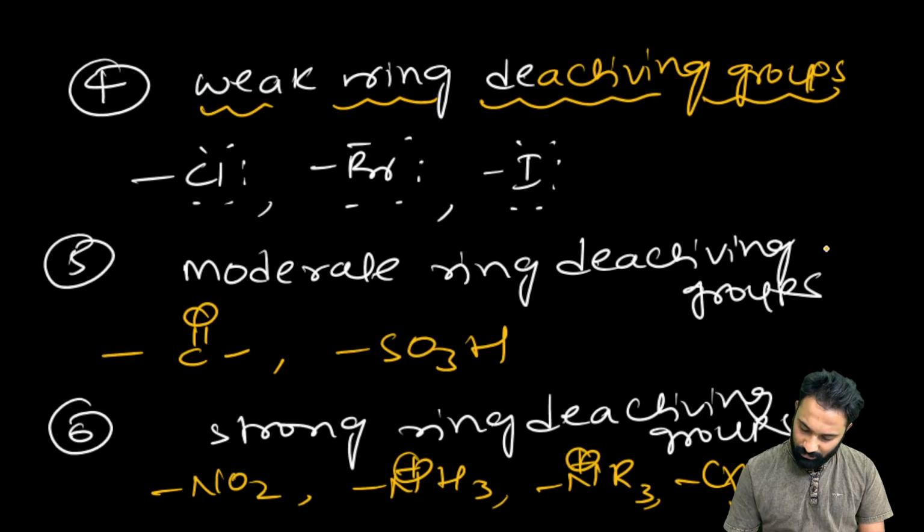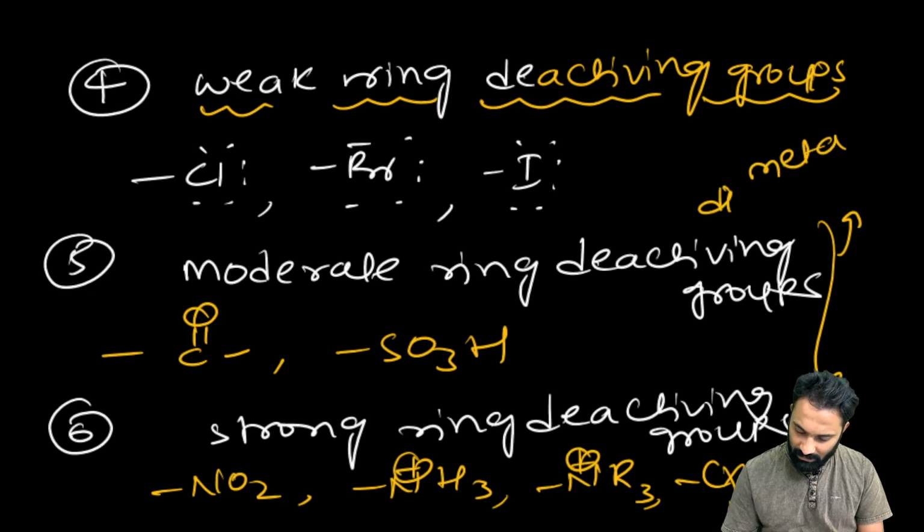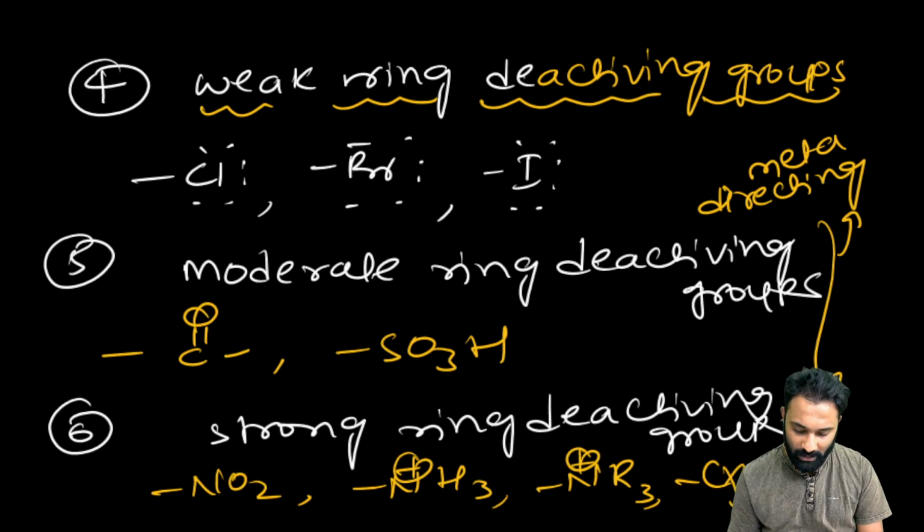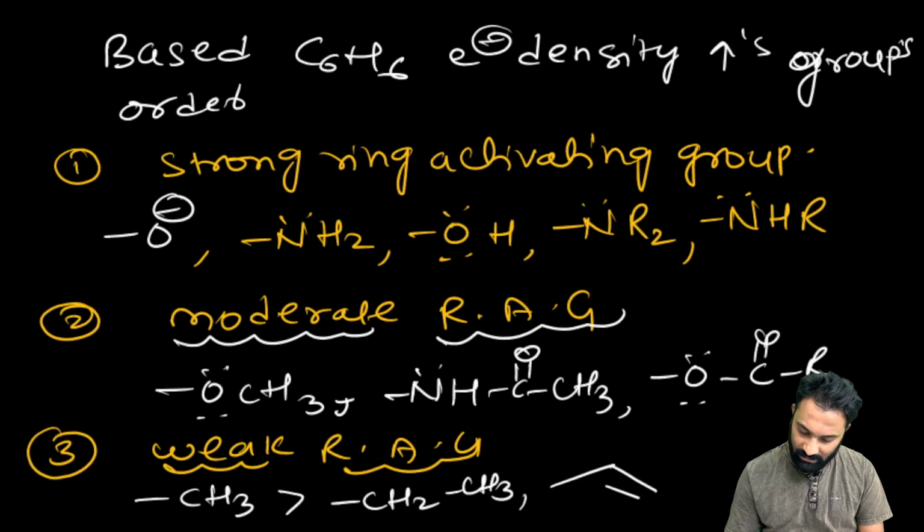Done. Now these last two categories are the meta directing groups. Remaining all are the ortho para directing groups. These groups will increase the electron density at ortho and para.